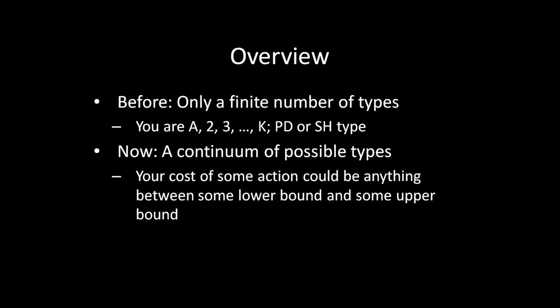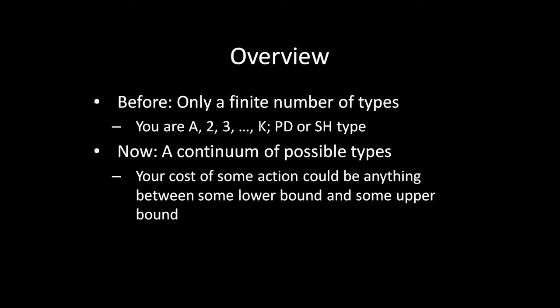Previously, when we've been looking at games of incomplete information, we've only had a finite number of types of players. In a card game, you could be an ace type, a 2 type, a 3 type, 4 type, and so forth. In another form of game, you could be a prisoner's dilemma type, you could have prisoner's dilemma payoffs, or you could have stag hunt payoffs. An alternative way to think about incomplete information is to not have these discrete type spaces, but to look at a continuum of possible types. For example, your cost for a particular action could be anything between some lower bound and some upper bound.